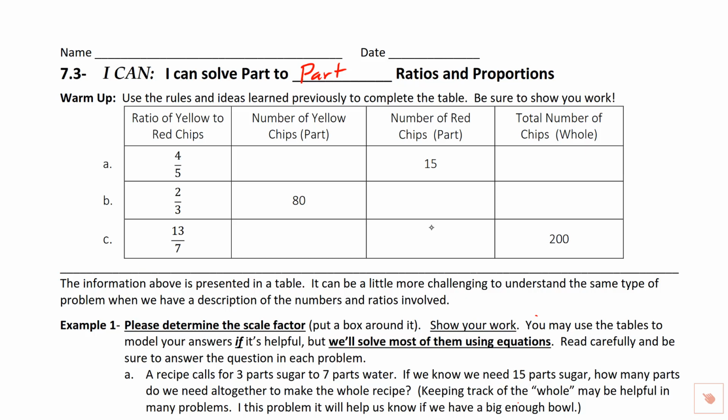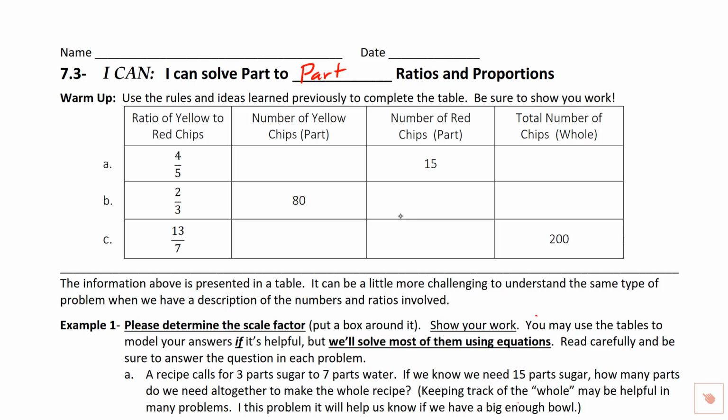In 7.3, we're going to talk about how we can solve part-to-part ratios and proportions. And if you haven't done 7.2, the two-color chip activity with the yellow chips and the red chips, you probably ought to take a look at that now, because that's what this warm-up deals with.